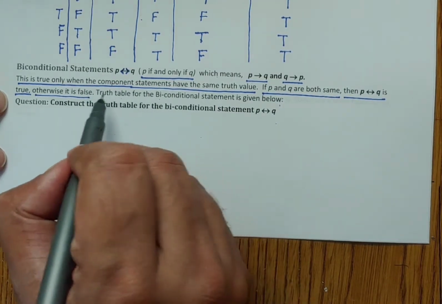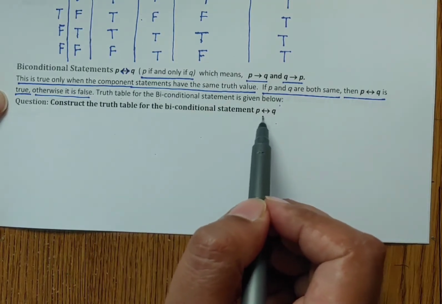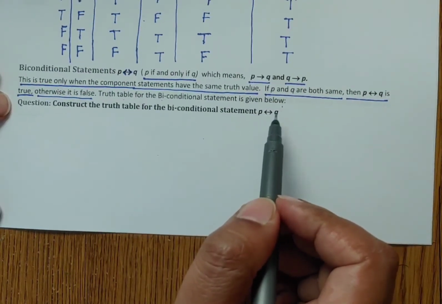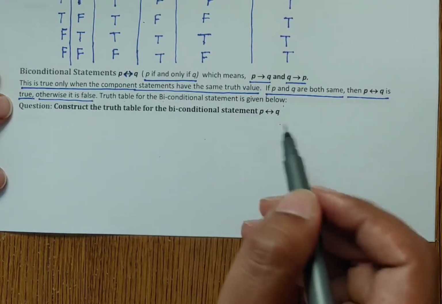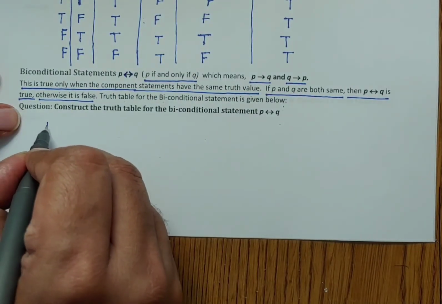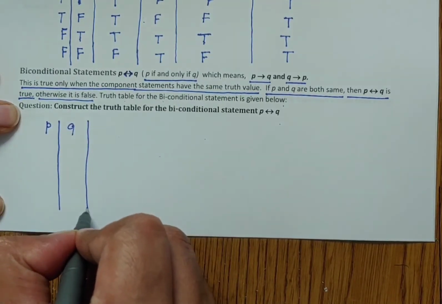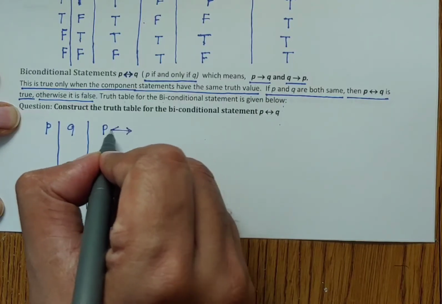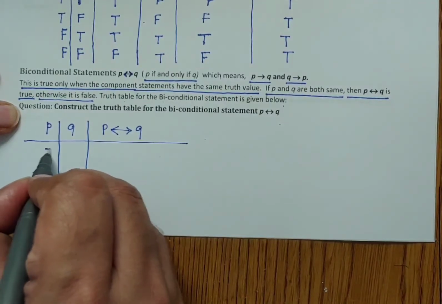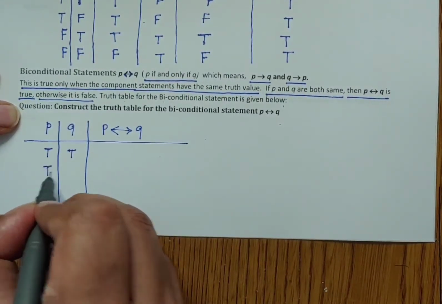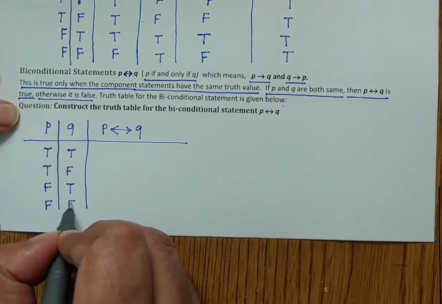Otherwise it is false. The truth table for this, okay. So construct a truth table for the biconditional statement P double implication Q. How do we construct the biconditional statement P double implies Q? So we have P, Q, and P double implies Q, P if and only if Q. P and Q can be true, true; true, false; false, true; false, false.